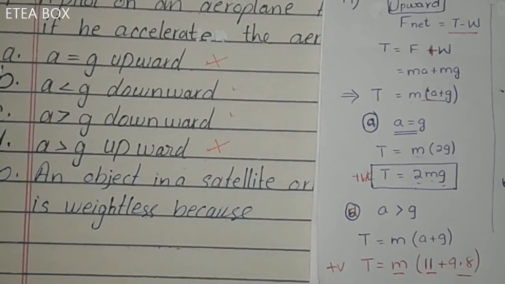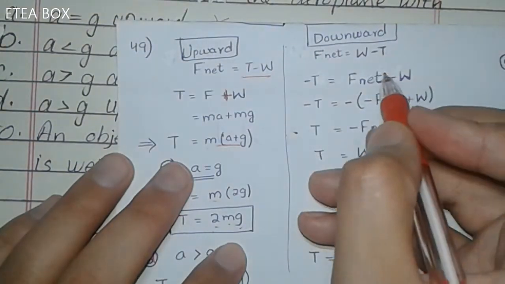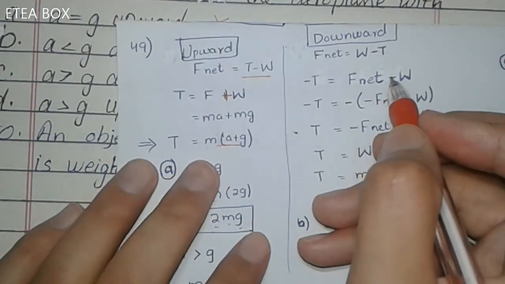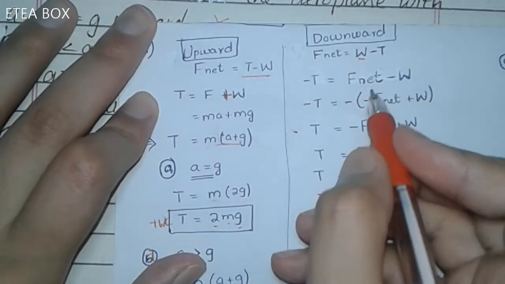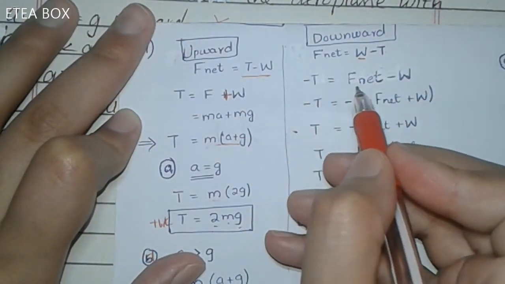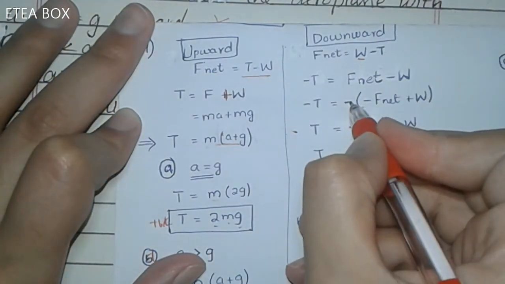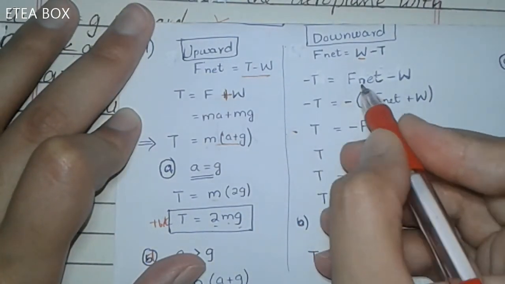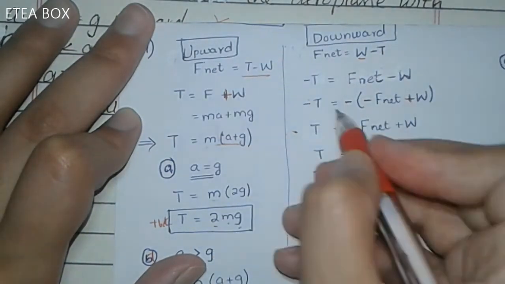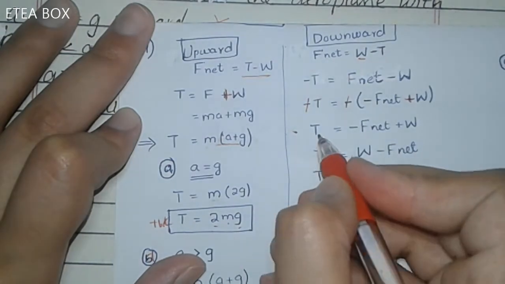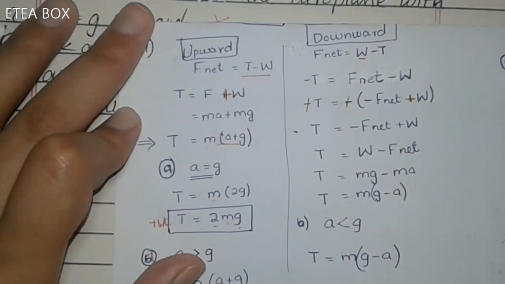Now let's check the other two options. Here for downward, we know that weight is greater than tension, for downward motion. Now just bring this weight to this side. Now you will get minus tension is equal to F net minus weight. So what you have to do is take minus as common. Then you will get minus net force plus weight. Now cancel these two minus signs. So the answer will be tension is equal to minus F net plus W. This will be the answer.